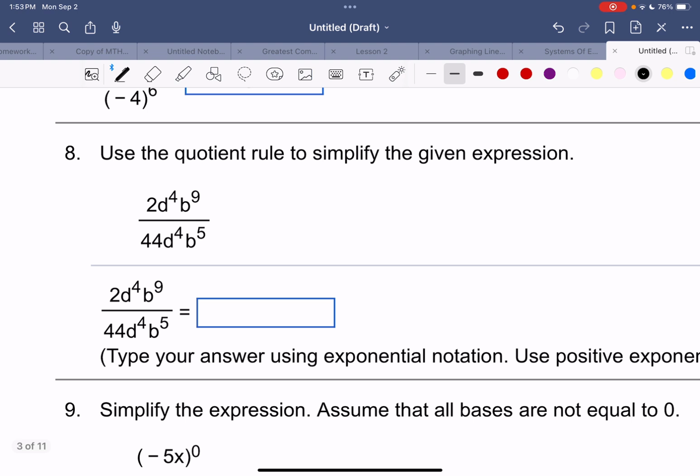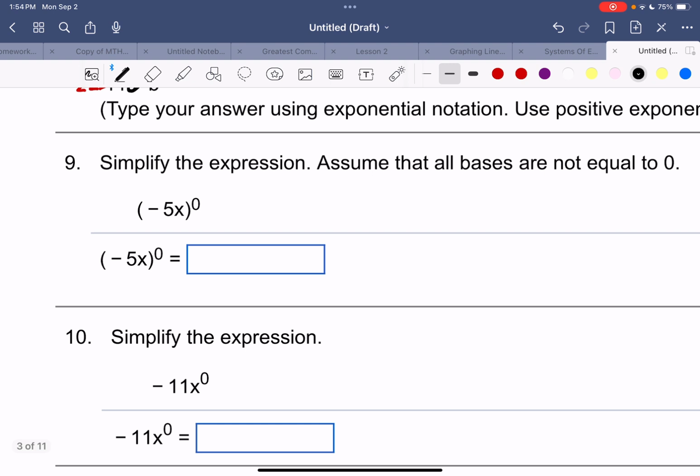Number 8. I've got some reducing I can do. I've got a 2 on top. That'll go into that 44 and leave a 22 on bottom. So that's just regular fraction reducing. And of course, there's a 1 that's left there, and I may or may not need to write that. My exponents, look, d to the 4th, d to the 4th. Well, that's going to be d to the 0, or 1. And then if I subtract 9 minus 5, that's going to be b to the 4th in the numerator and a 22 in the denominator. My final answer is b to the 4th over 22.